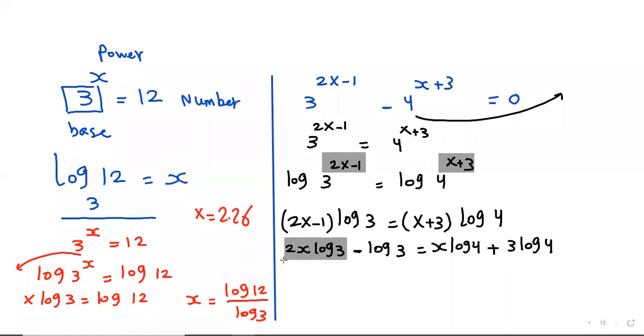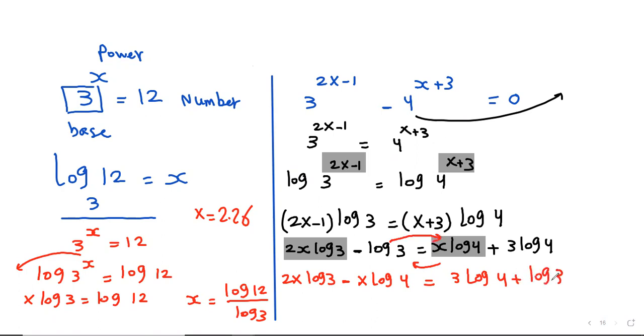I have here 2x log 3 and I have here x log 4, so move it to the other side. It will be 2x log 3 minus x log 4 equals 3 log 4, and you are going to move negative log 3 to the other side, so it will be plus log 3.